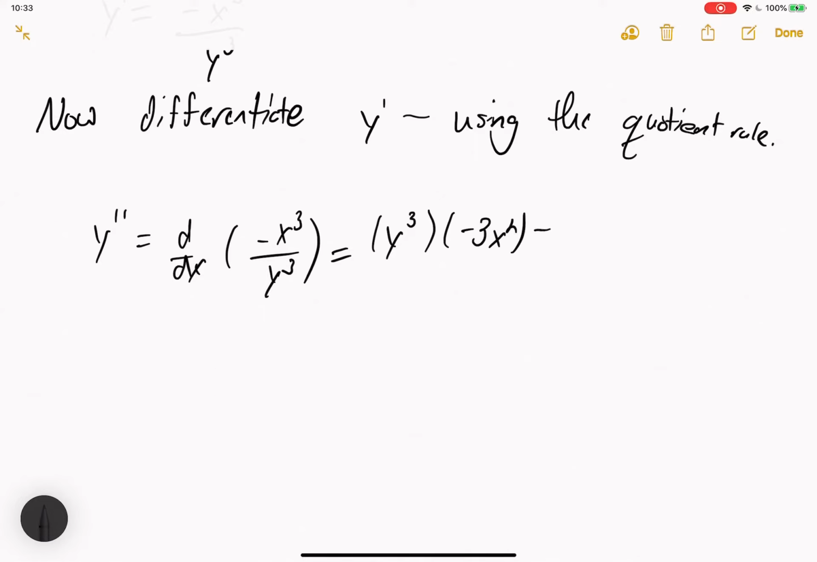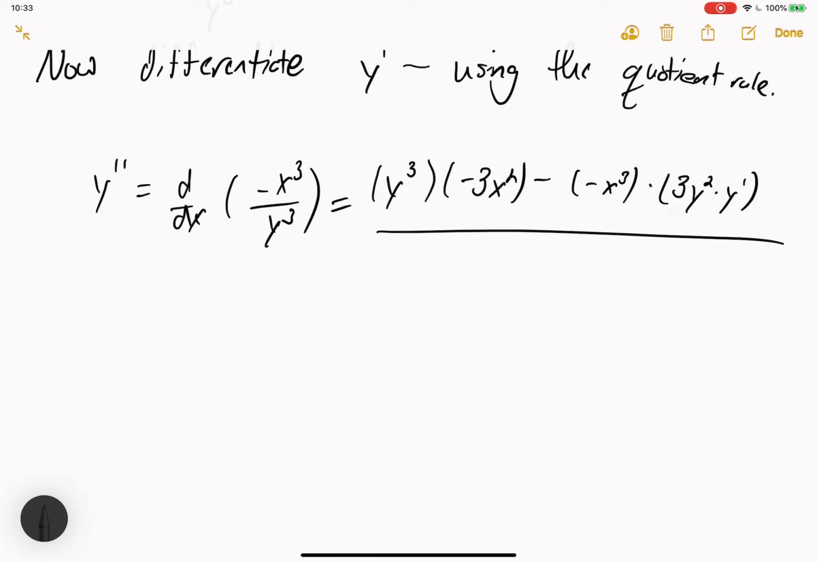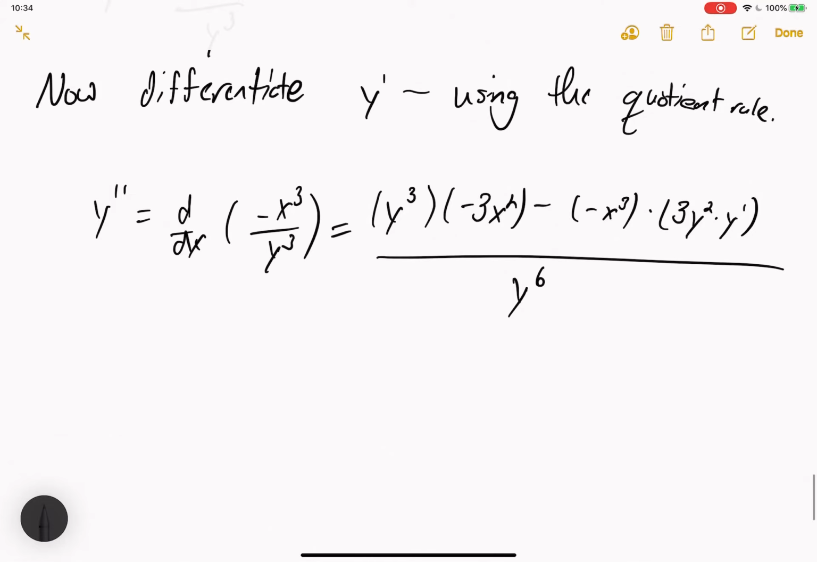Then minus high, so minus x cubed, d low, so times the derivative of the bottom. So that's just going to be 3y squared times y prime. And then it's going to be over low squared, so y cubed squared, so that's just y to the 6th. And again, just to clarify, this is d/dx of negative x cubed, and this right here is d/dx of y cubed.